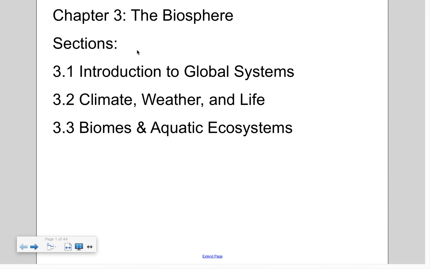So I'm going to define what the biosphere is in this section. We're just going to cover section 1, Introduction to Global Systems. And you're probably wondering what a global system is, but it's the 4 spheres that make up Earth: the biosphere, the hydrosphere, the atmosphere, and the geosphere, and just how everything kind of interacts with it. We'll talk about some features of each and how we study ecology.